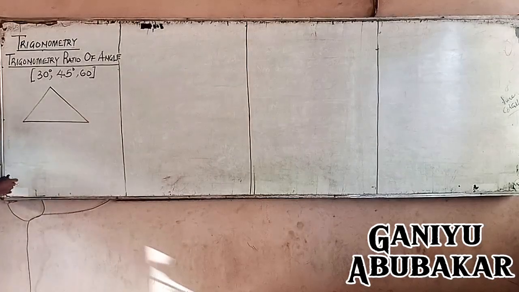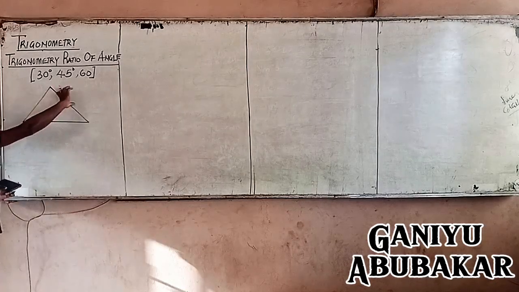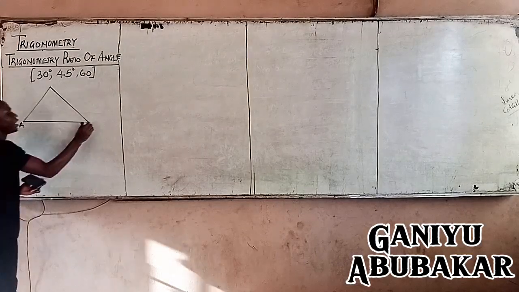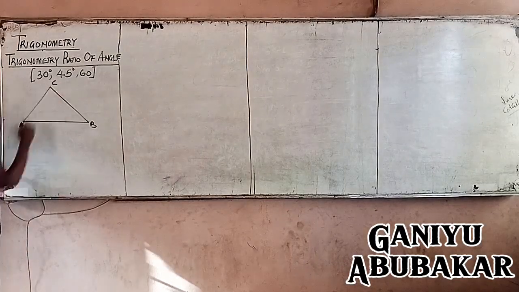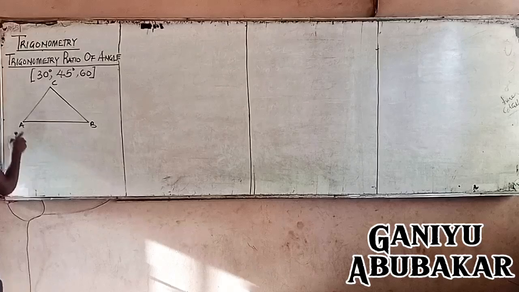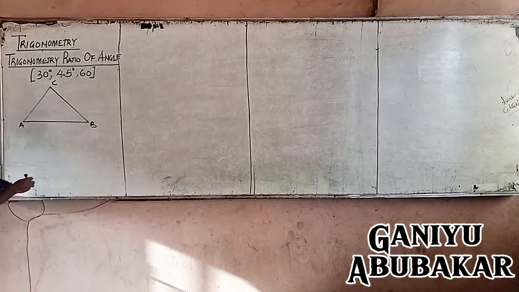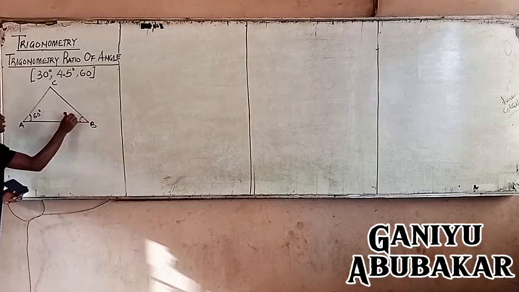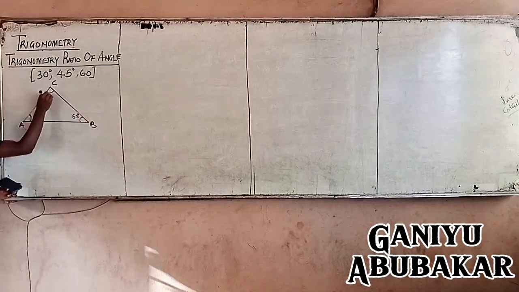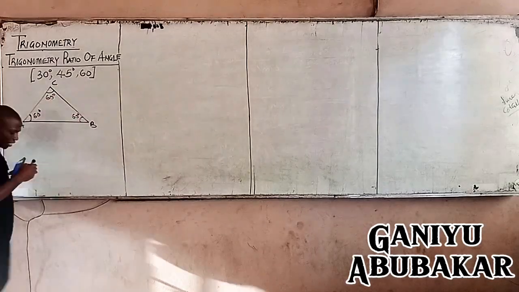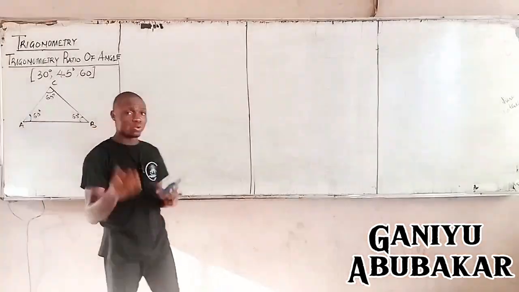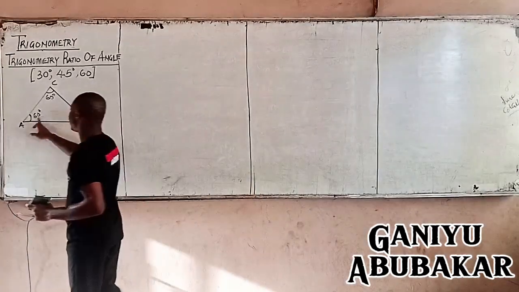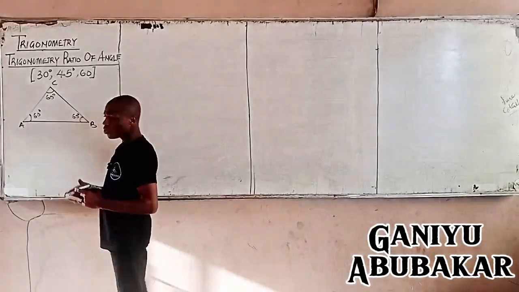So let's consider an equilateral triangle, a triangle that has all sides equal. This is equal to this and this. Let's call these points A, B, and C. The angle here is 60 degrees. The angle here is 60 degrees. The angle here too is 60 degrees. So for an equilateral triangle, a triangle that has all sides equal, its angles are 60 degrees all through.